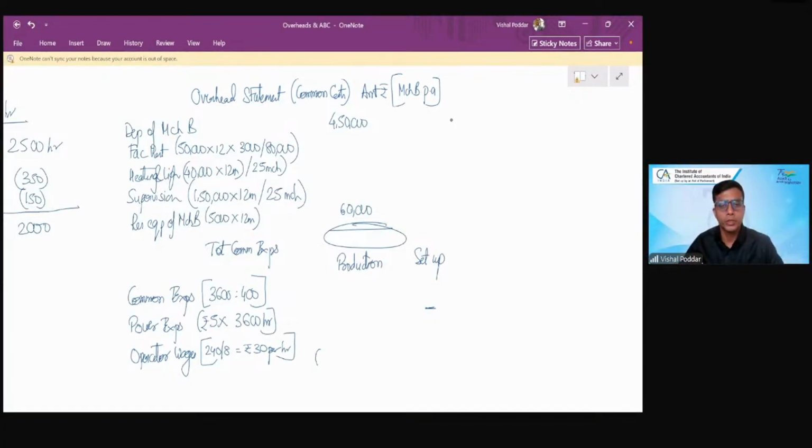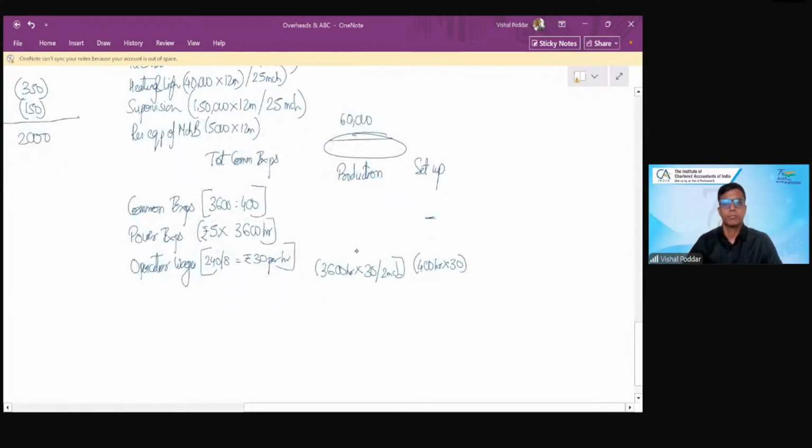Now he attends two machines while it is under production. So 30 divided by two machines. Whereas he attends only one machine while it is under setup. So 400 hours into 30. Okay? So students, this is how you will get your total expenses. This will be for production. This will be for setup.